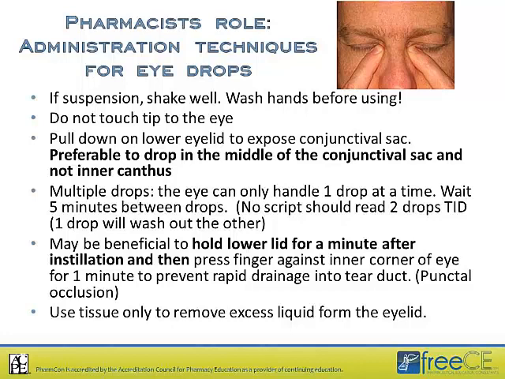Another reason, too, that we don't want to use two drops in the eye: it doubles the cost of therapy, it wastes eye drops, and it will increase the likelihood of systemic absorption. So just one drop in the eye at a time.